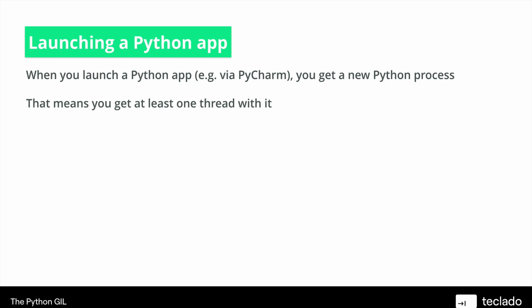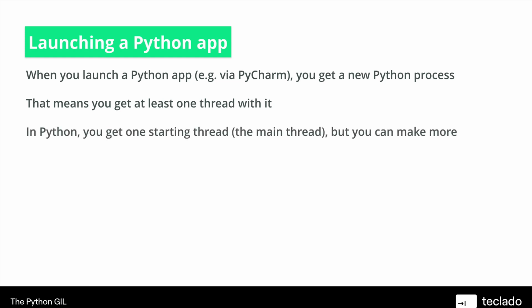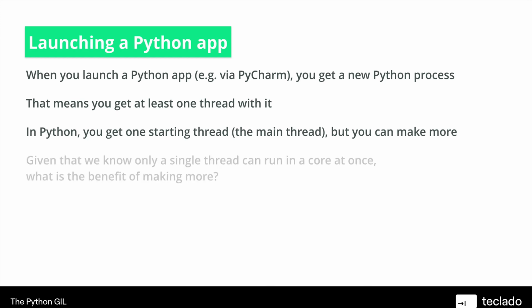So you get one thread in Python, you get the main thread, but you can make more threads if you want. So when you launch your Python app, you get a thread that runs through your Python code from top to bottom, as we've seen, but you can make more threads if you want. We're going to look at how you can do that. But given that we know only a single thread can run in a core at once, why would you? What's the benefit of making more threads?